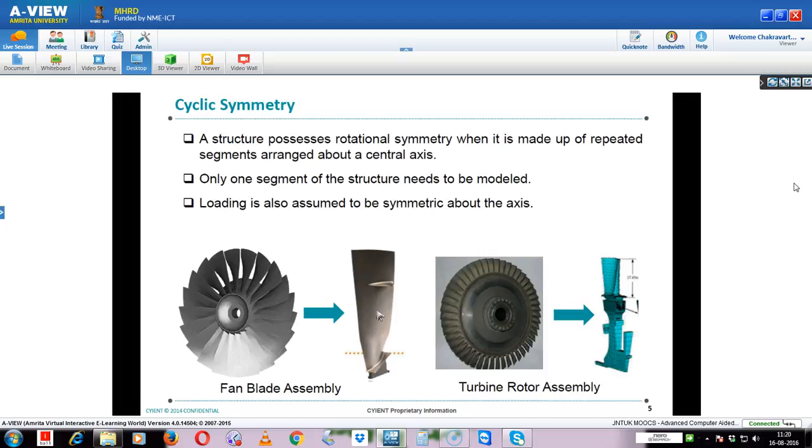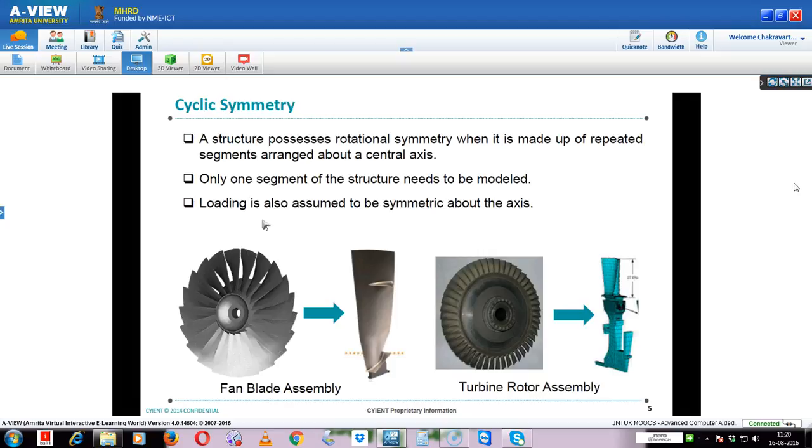And at the same time, we can concentrate on areas of interest where we can put more elements. For example, at fillet locations and some of the critical locations, we can put more elements. Whereas if you try to model the complete 360 degrees, it will take an enormous amount of computational time. It will take a lot of time in analysis and more time in post processing. So this is how we can reduce the problem to a cyclic symmetric problem.